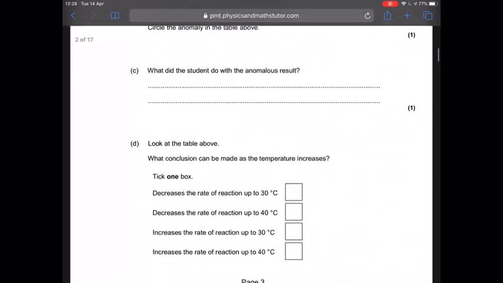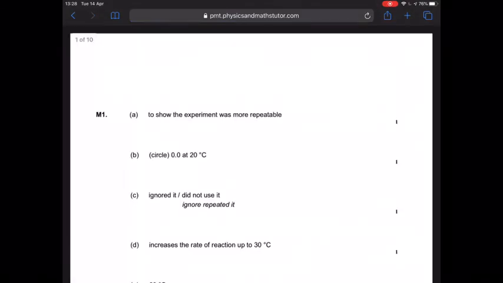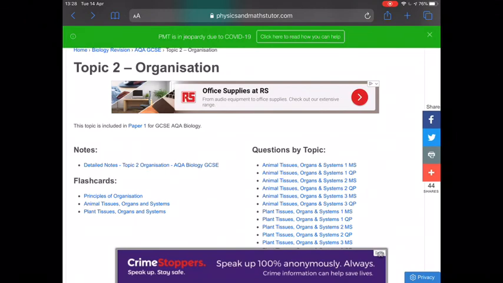Question 1 has a nice question here, experimental technique on rates of reaction in enzymes. So I'd maybe have a look at that, and then I would use the MS, the mark scheme, to check that I was on the right lines.